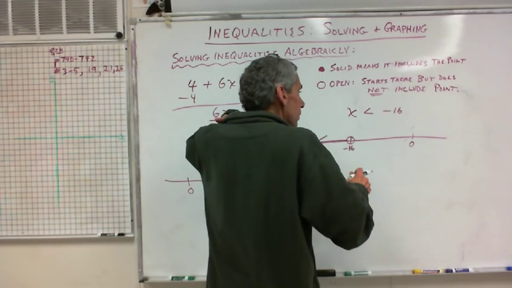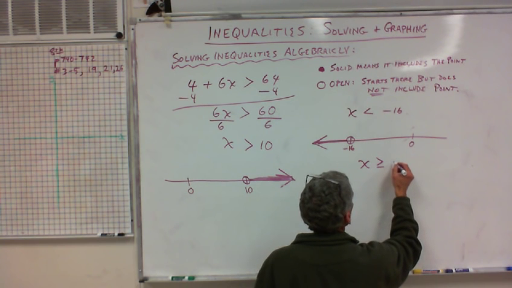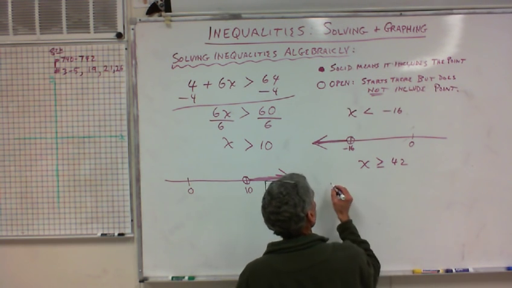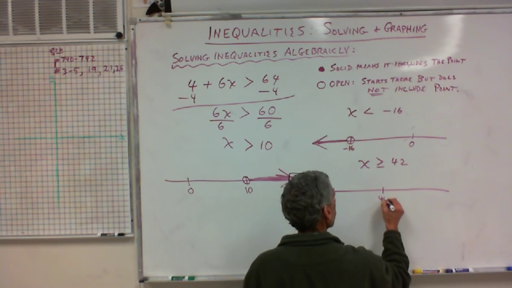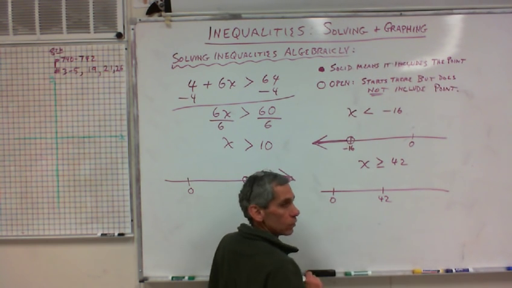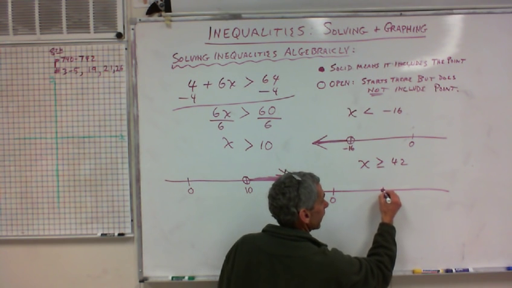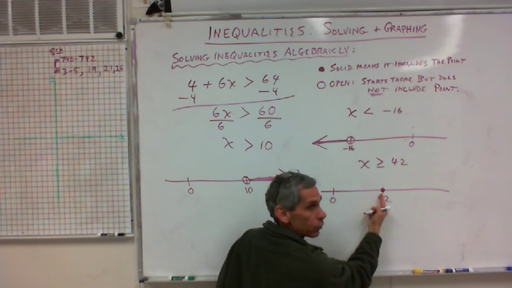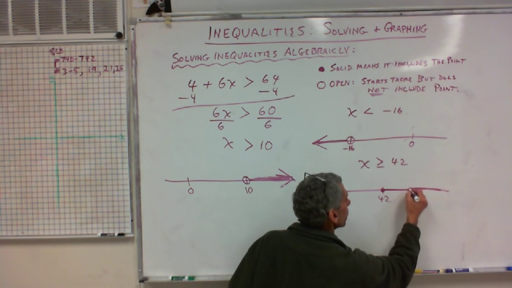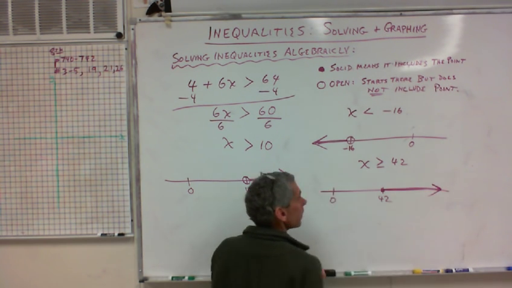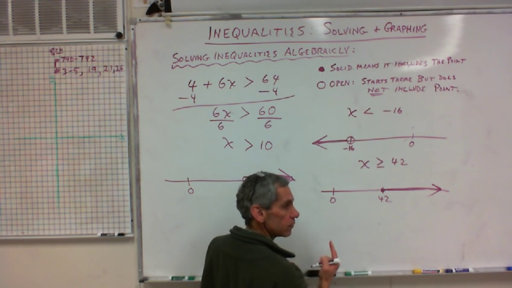So what if we had x is greater than or equal to 42? Here's my line. Here's my 0. Here's my 42. What would I do? Fill in the dot at 42 and then go. It's a solid dot this time, because it equals that point. It includes this point, but it also goes above that point. So it's going to be x is greater than and equal to 42. Make sense?